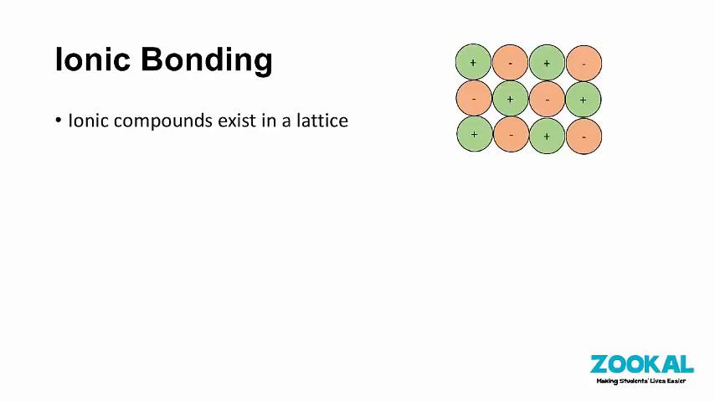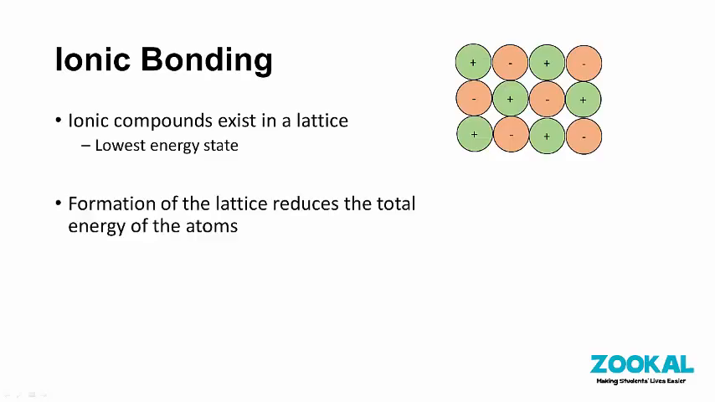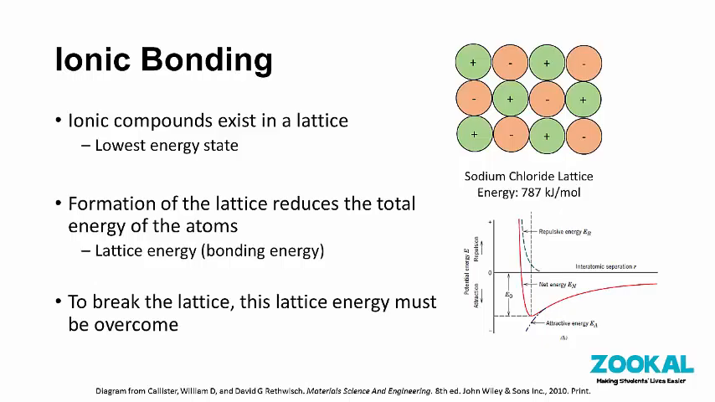Ionic compounds do not exist as individual molecules. Instead, they exist as ordered continuous structures known as lattices. This is the lowest energy state for all the atoms as a whole. The energy released by forming this lattice is known as the lattice energy, which is a specific type of bonding energy. In order to break this lattice, the lattice energy must be overcome.